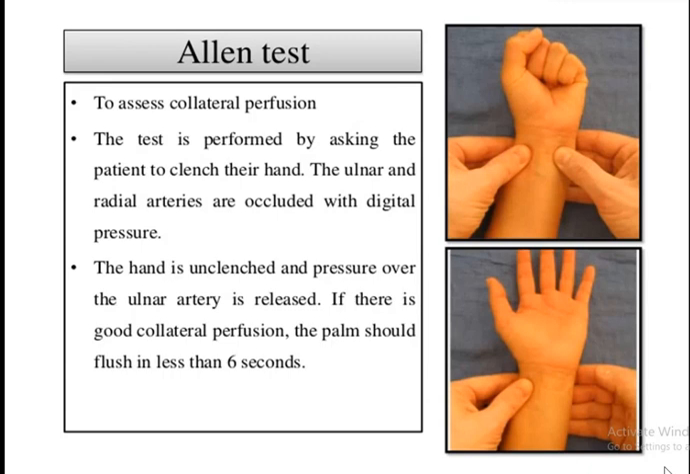You have to release the ulnar artery, and then you will see the peripheral collateral circulation, because our hand is supplied by two arteries, the radial and the ulnar artery. If the pink color appears within 6 seconds, that means the collateral circulation is working. You have to check on both sides, not only on one side. So you have to check both the arteries.